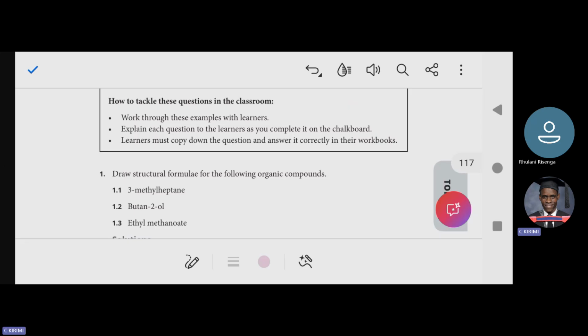So draw the structure, the structural formula. So here we want the structural only, not the molecular, but the structural formula for the following compounds. When you're done, you just send a picture on WhatsApp, then I open it.